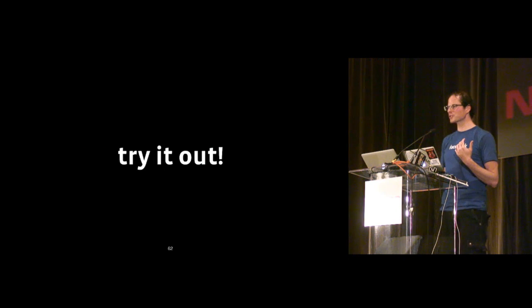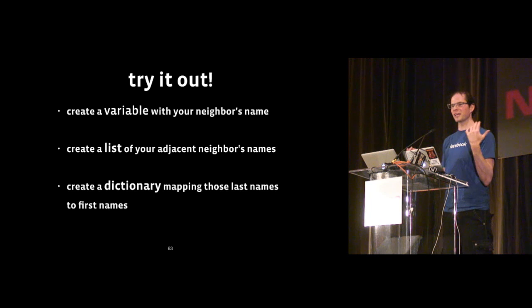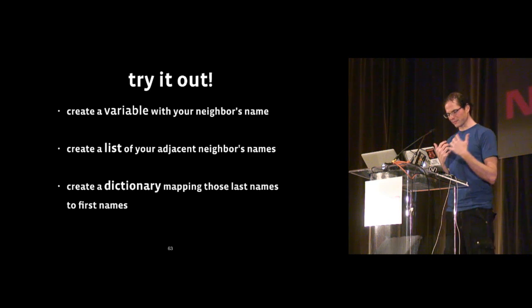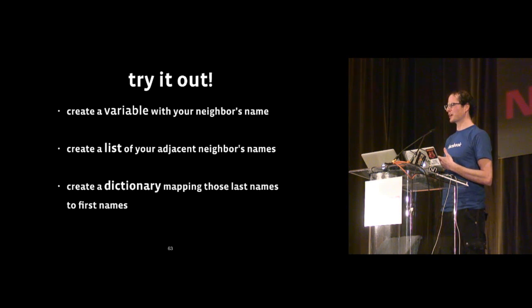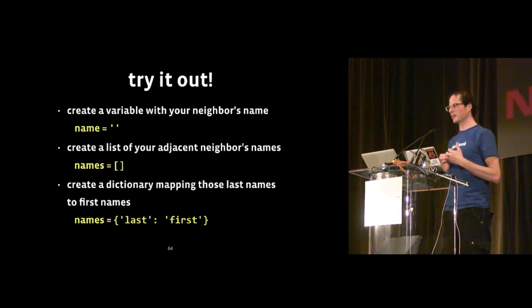So that brings us to our first quick simple lab here. I want you to meet your neighbor next to you and figure out their name. And so try creating a variable with their name as the first item. Then try to create a list of your adjacent neighbors. And then as the next one, try to create a dictionary mapping their last names with their first names. And so we're going to take a quick break. And here's just a little bit of an idea of how to get started. But go ahead and try hopping into IPython and building that just to get familiar here.